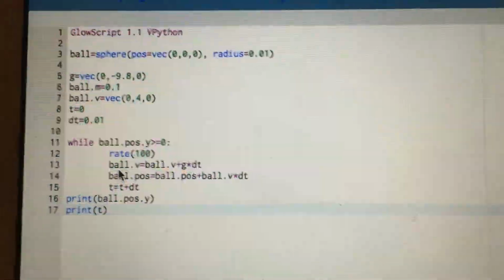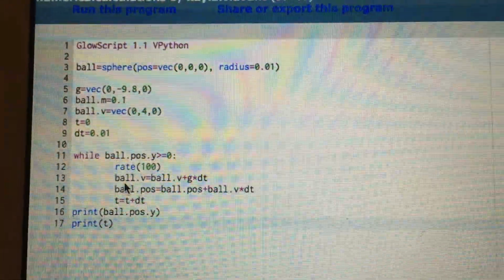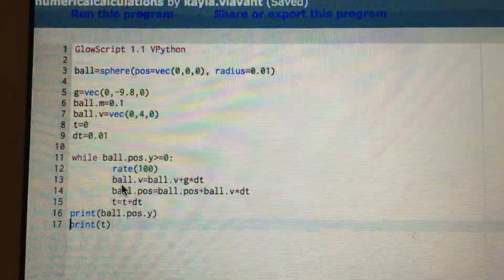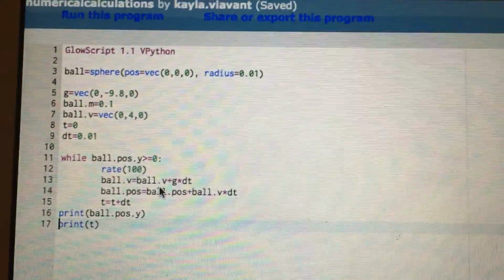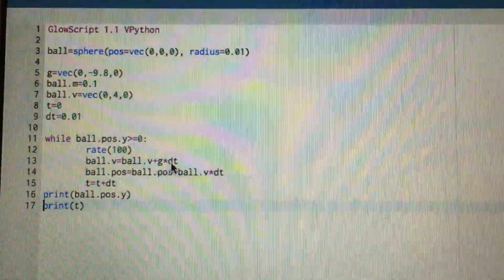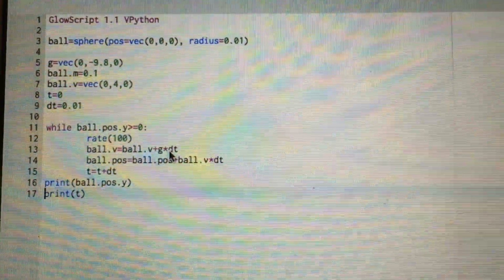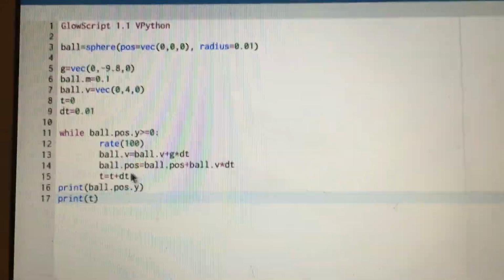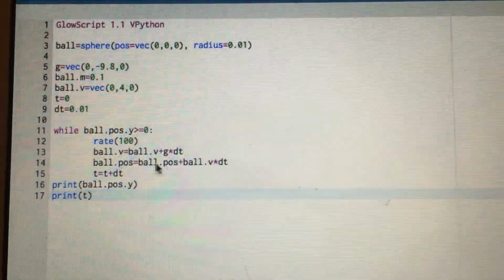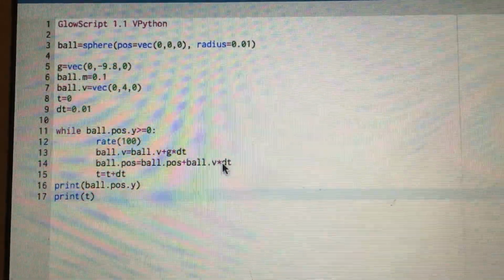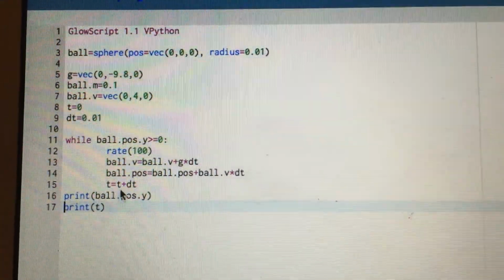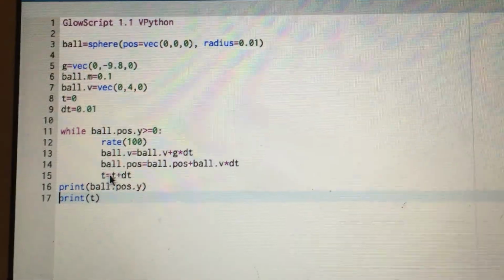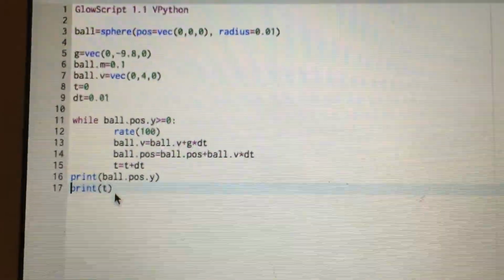Then you plug in your formulas. You have the velocity of the ball plus gravity times the delta t. Your next formula is the ball's position plus the ball's velocity times delta t. And then you have t equals t plus delta t.